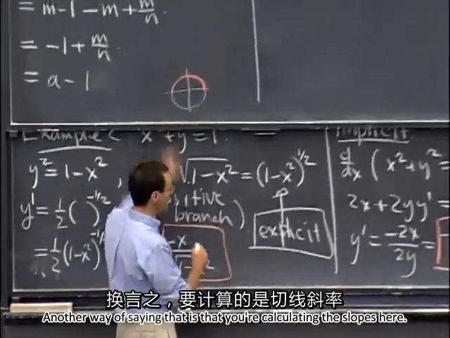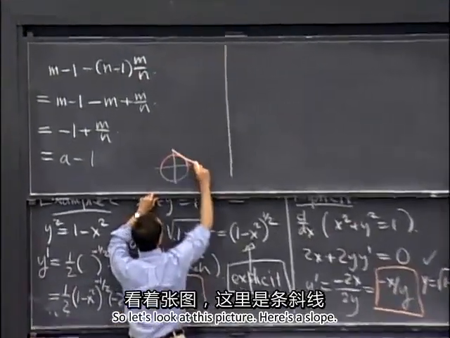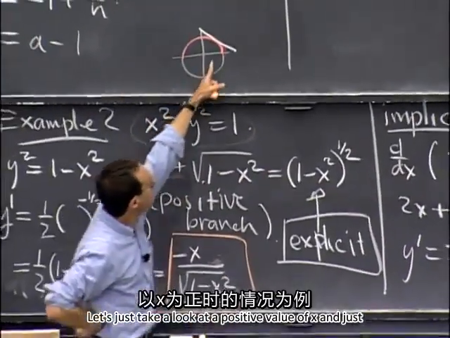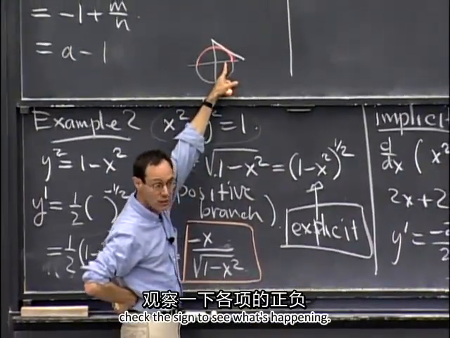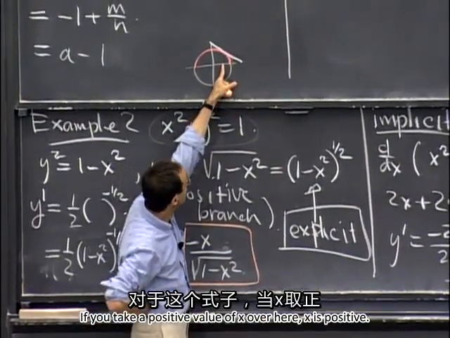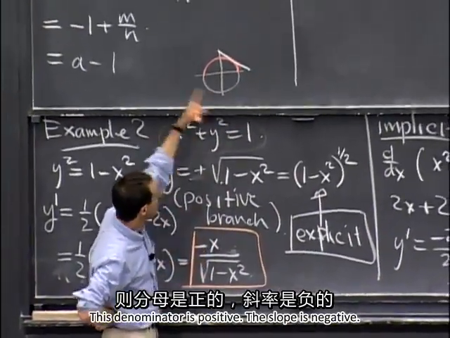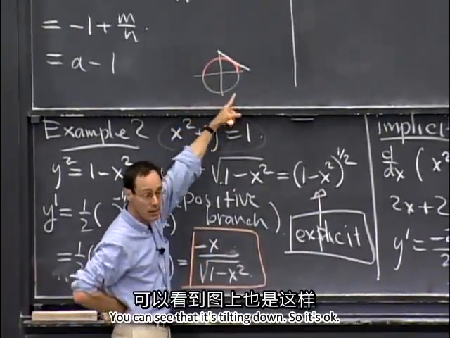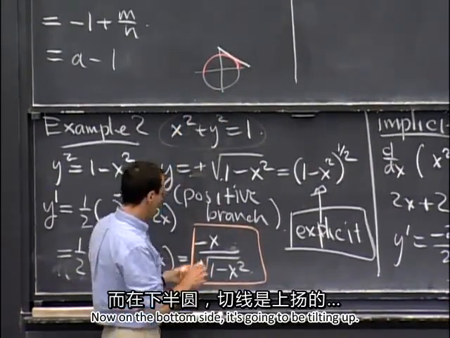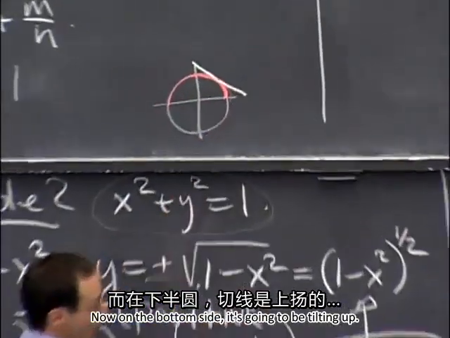Another way of saying that is that you're calculating the slopes here. So let's look at this picture. Here's a slope. Let's just take a look at a positive value of x and check the signs to see what's happening. If you take a positive value of x over here, x is positive, this denominator is positive, the slope is negative. You can see that it's tilting down. All right? So it's okay. Now, on the bottom side, it's going to be tilting up.